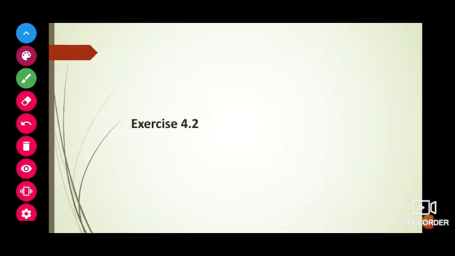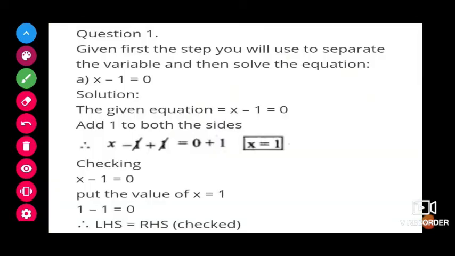Next, children, we will see how to do the sums based on the balancing method. The first one says: use the step to separate the variables and then solve the equation. Separate the variables in the sense that we want only the variable and we have to separate all the constants. How? The first one is x minus 1 equals 0.